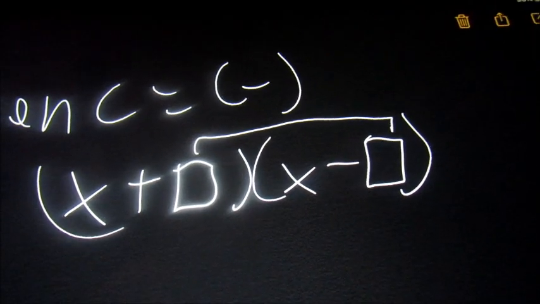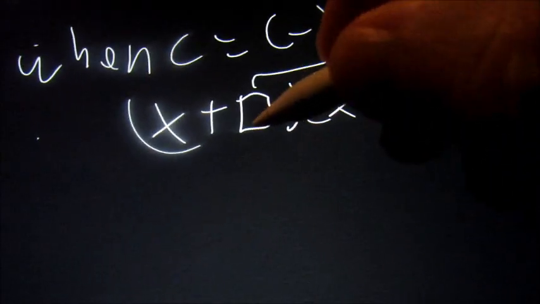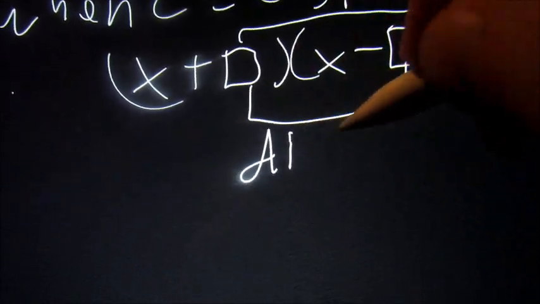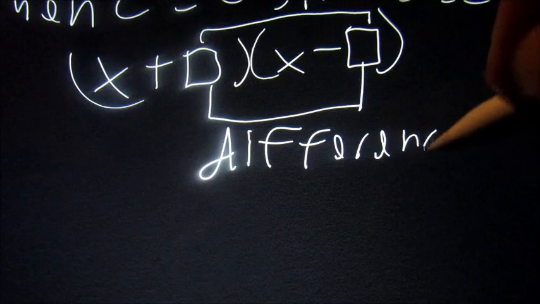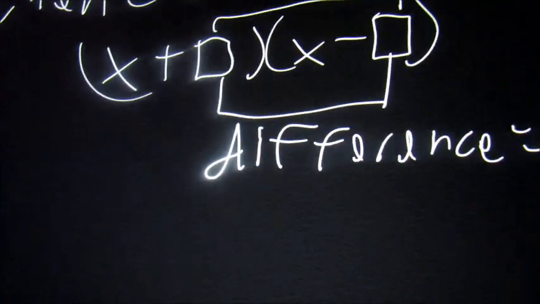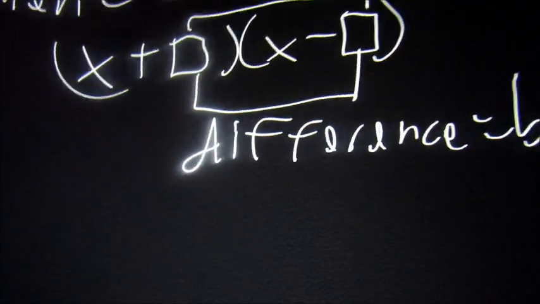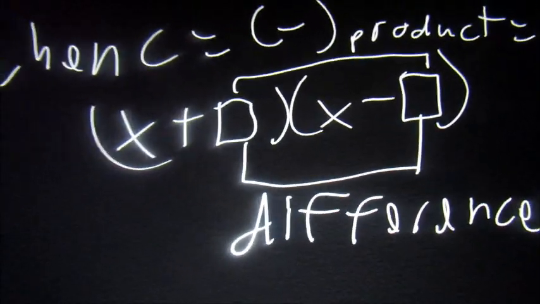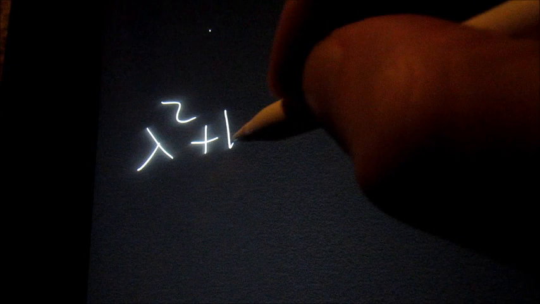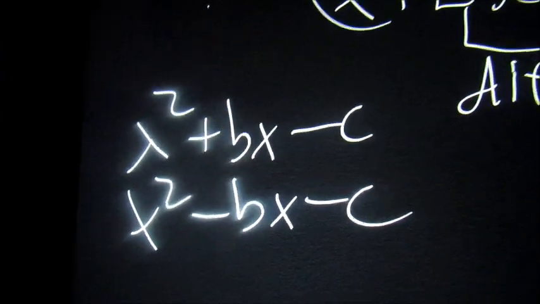The product is still going to equal c, but now the difference equals b. So now the two numbers that we have that multiply to get c, we have to subtract them to get to be our b number. So we would have something like x squared plus bx minus c, or x squared minus bx minus c.